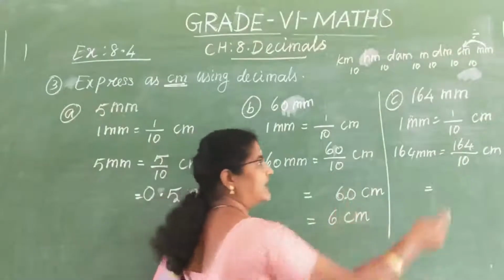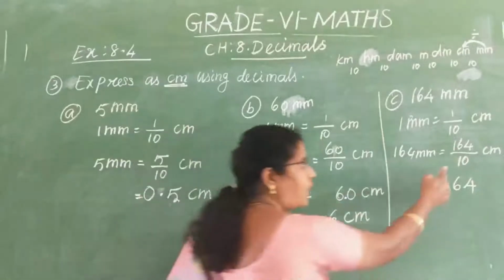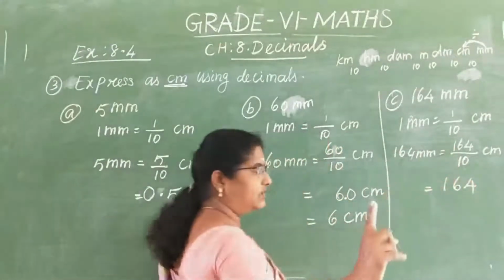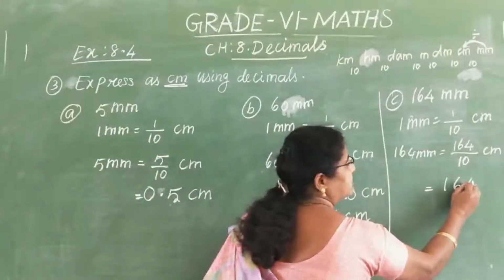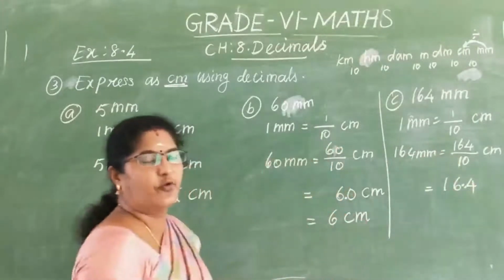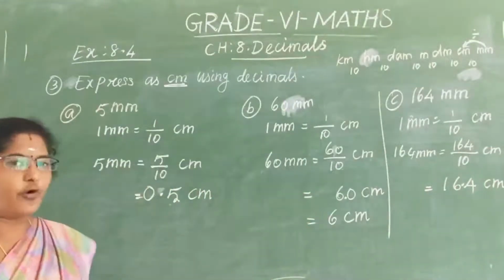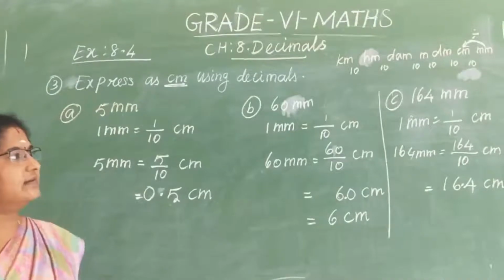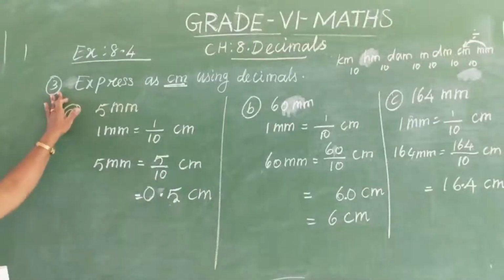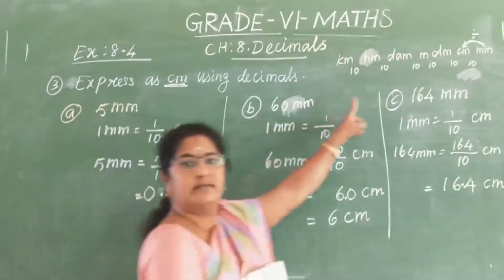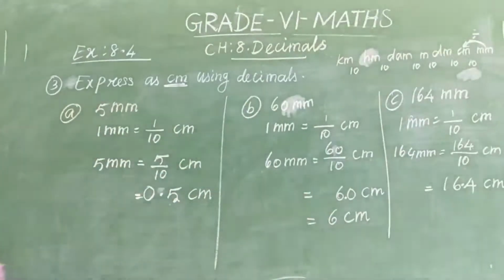What we have to do? Write all the numbers in the numerator. All the numbers in the numerator. How many zeros in the denominator? Only 1 zero. So before 1 digit we can keep the point. So before 4, 16.4 centimeter. Are you clear? 16.4 centimeter. Understand? So likewise, we write all the questions. Right now, heading that unit. After that, write the sums. Copy down these problems. Next, we will see the next question.